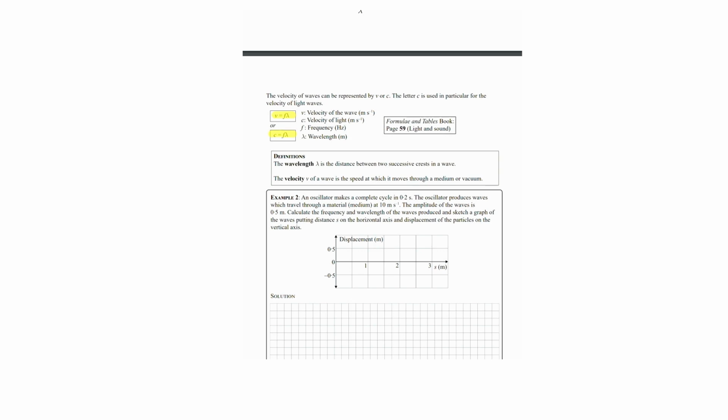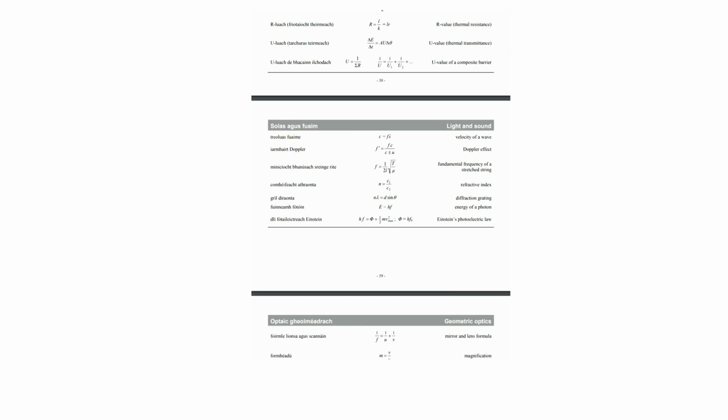So if we look at our table book, we're going to underline this. This is on page 59. And there's the velocity of the wave formula. C is equal to F lambda. But you can equally write down V is equal to F lambda.